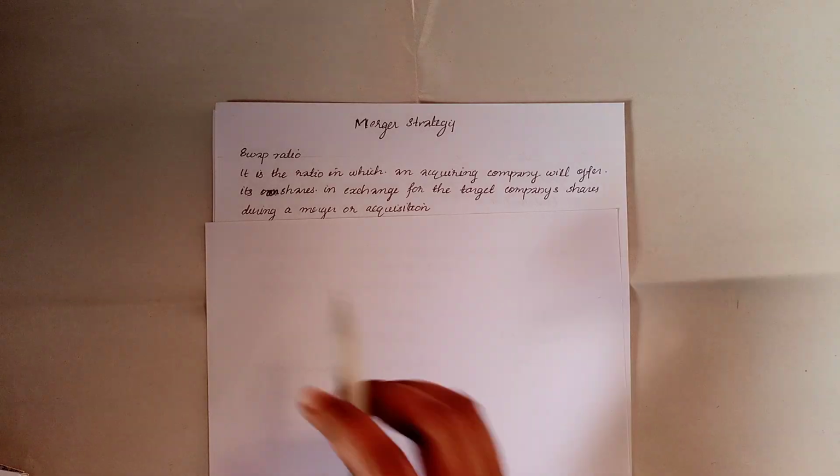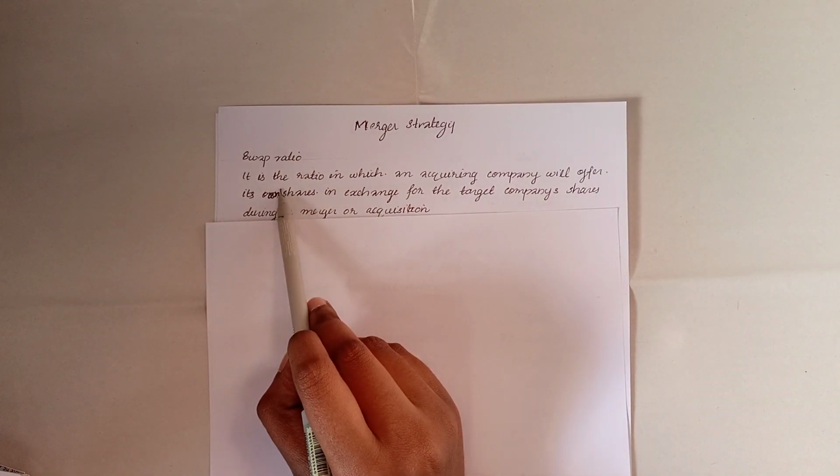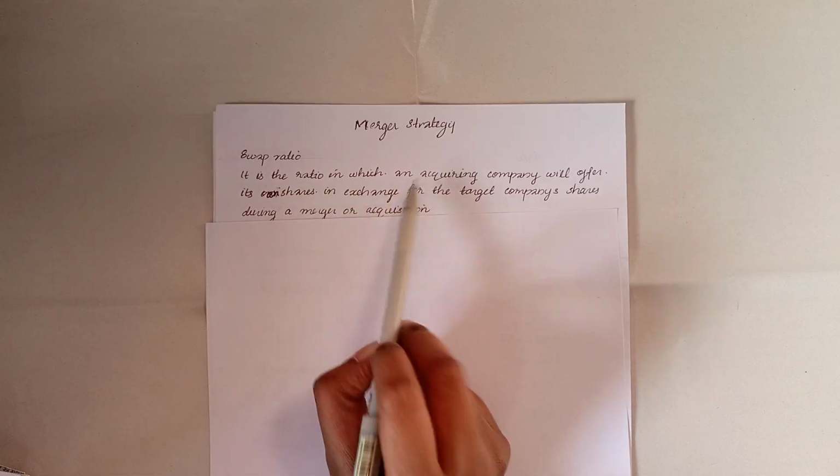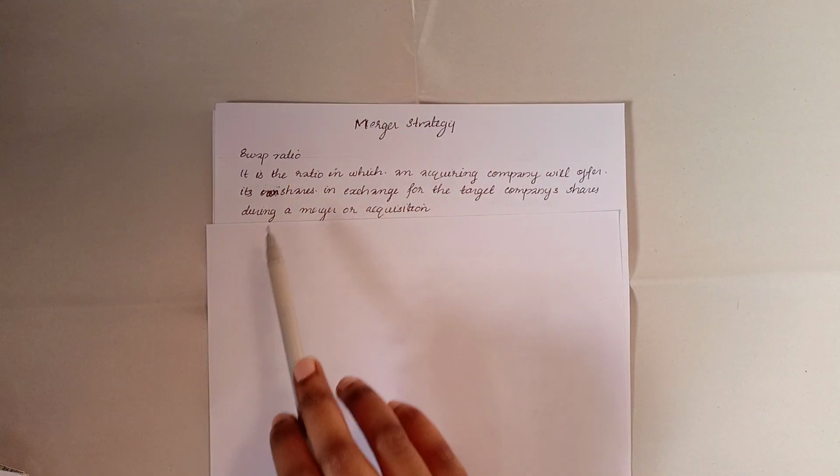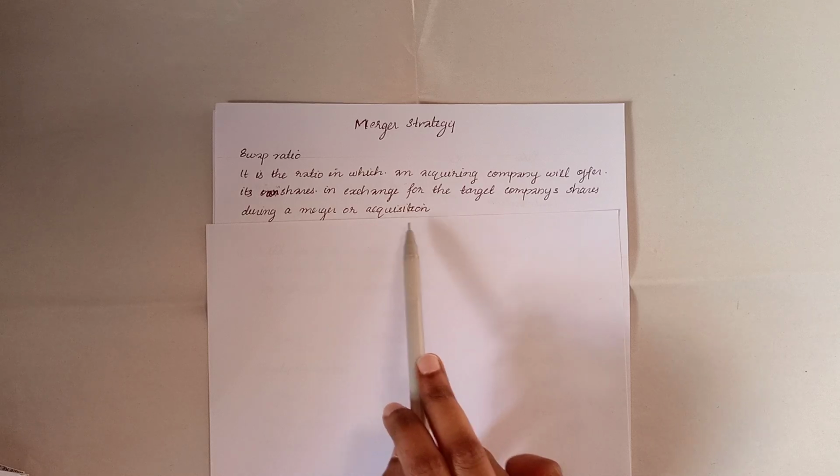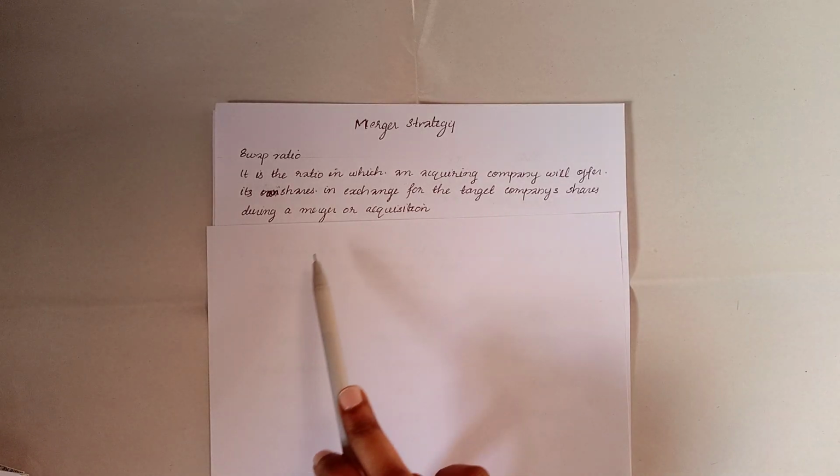In a merger, there's a complete transfer of the assets and liabilities, as well as shareholders' interest and business, of the acquiring company to the merged company. Before that, we need to know what the swap ratio is, before explaining the illustration. The swap ratio is the ratio in which an acquiring company will offer its own shares in exchange for the target company's shares during a merger or acquisition.